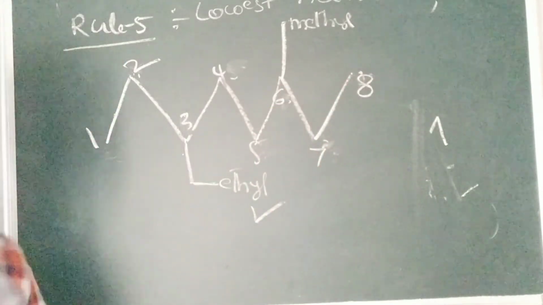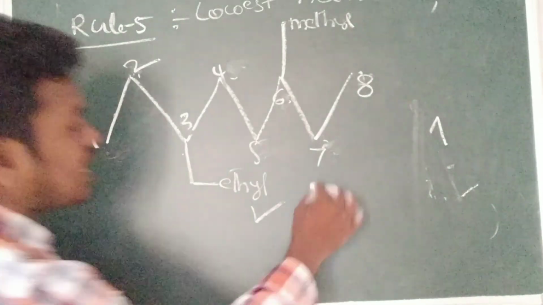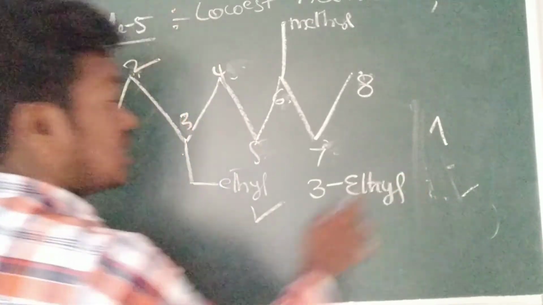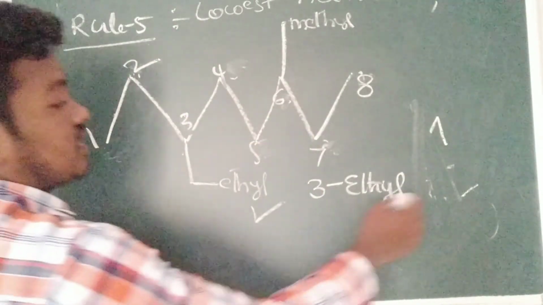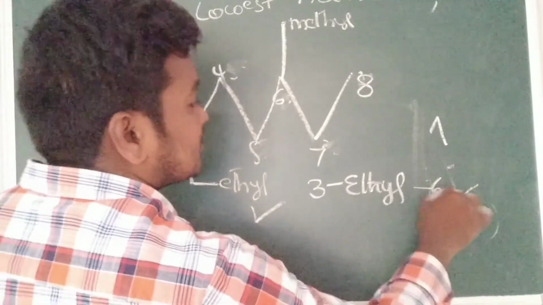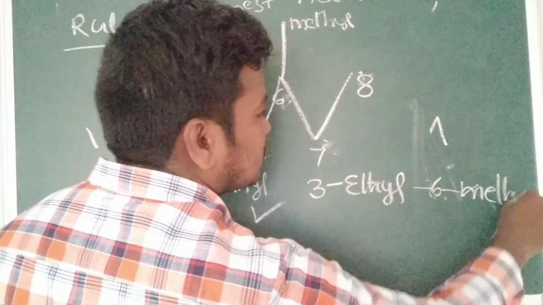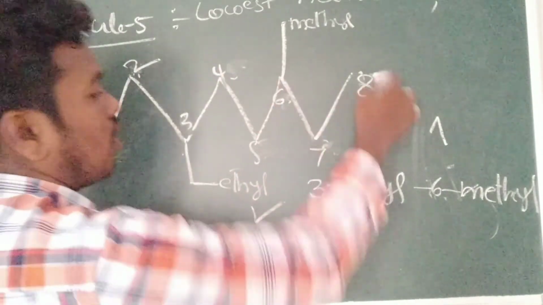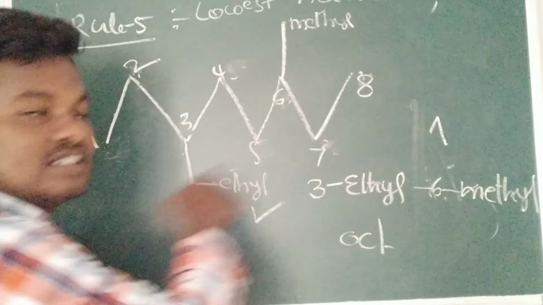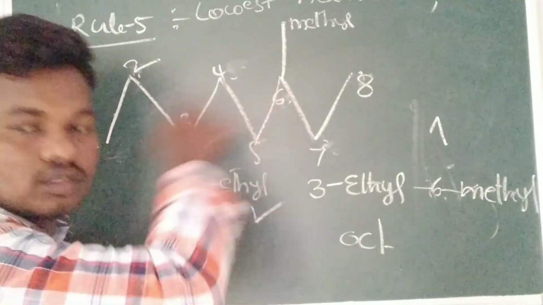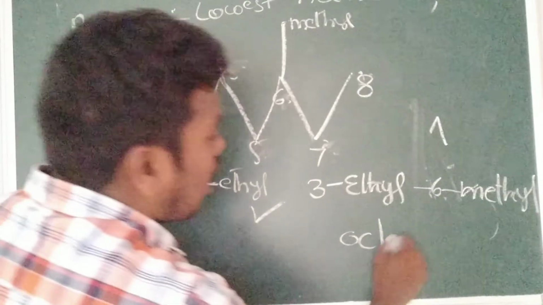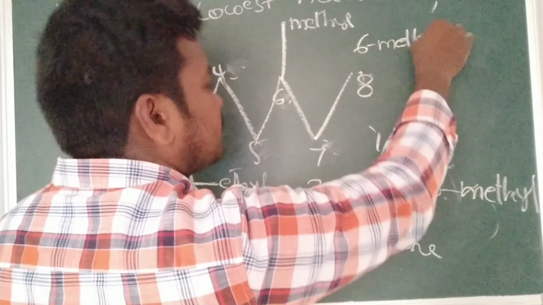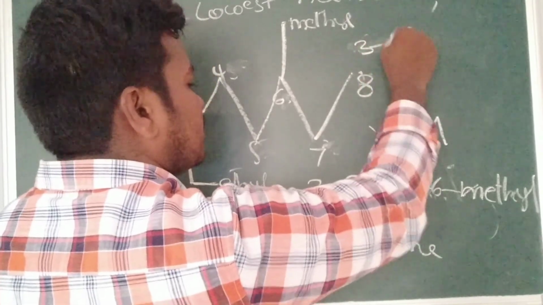This is the correct naming of the system. Now you can write 3 ethyl, 6 methyl. That means a third-position ethyl group is present, and a sixth-position methyl group. Meth, eth, prop, but, pent, hex, hept, oct. Octane. Are there any single bonds? Only single bonds. Double bonds? There are no double bonds. Triple bonds? There is no triple bond. Octane.